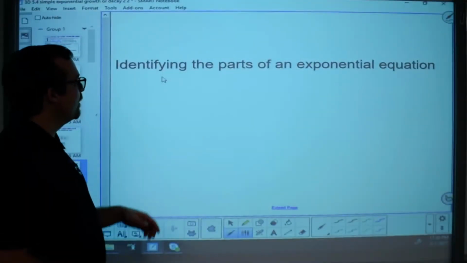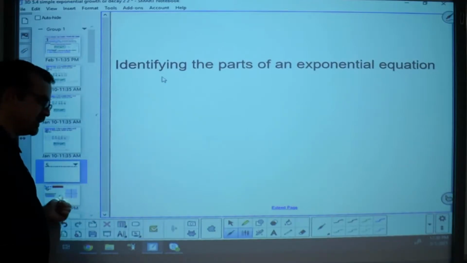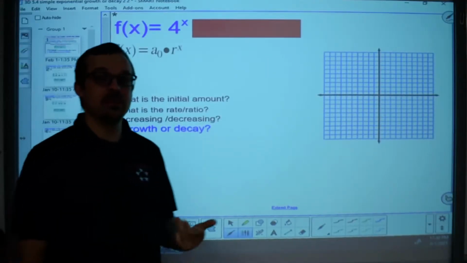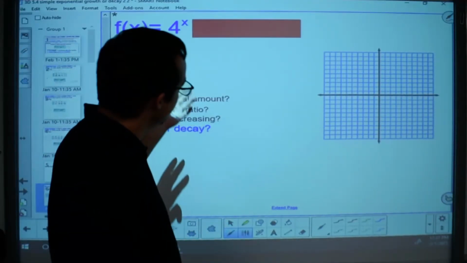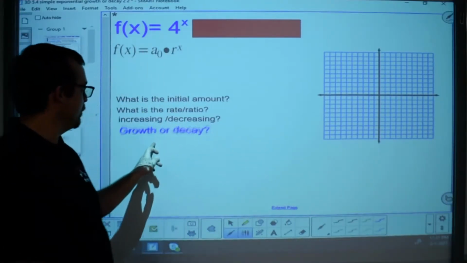All right, so here we are again, identifying the parts of exponential equations. Last video, we looked at what initial amount is and what a common ratio is for exponential equations. This time, we're actually going to look at the equation and identify the parts from that. I'm going to just go through all these questions here.